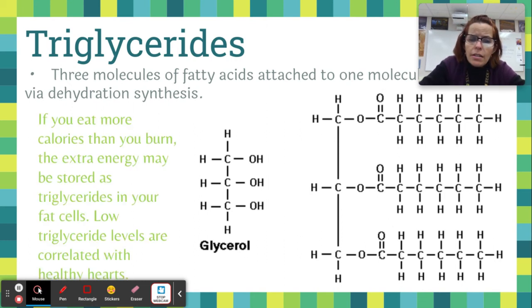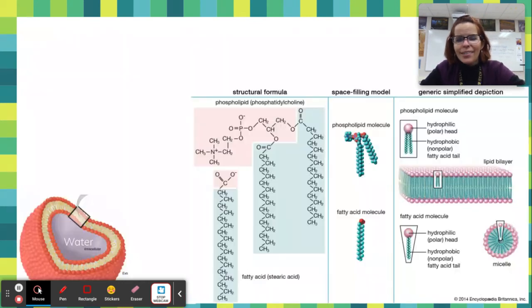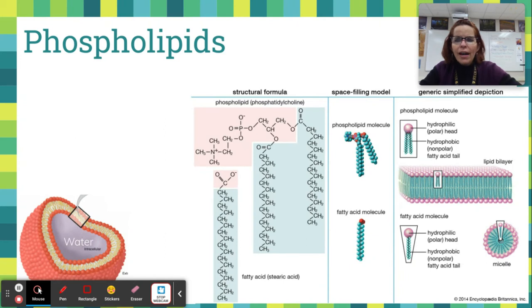So if you eat more calories than you burn, the extra energy may be stored as triglycerides in your fat cells. Low triglyceride levels are correlated with healthy hearts. Now you know, triglyceride. All right, next are the phospholipids.